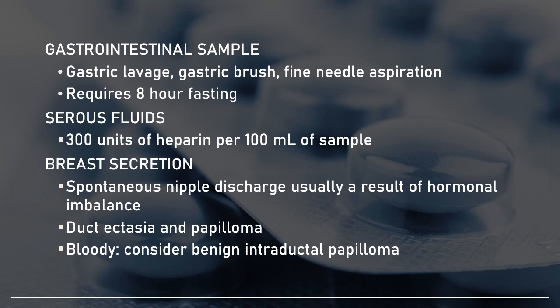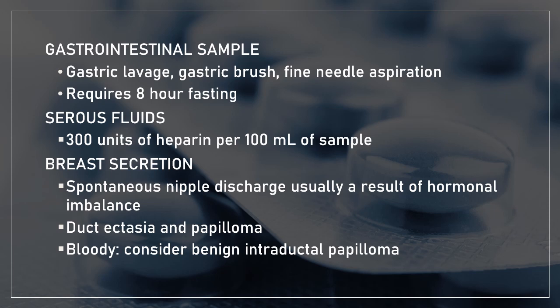So you use heparinized collection containers to avoid formation of jelly-like clots. You use 300 units of heparin per 100 ml of sample. And then you have your breast secretion.